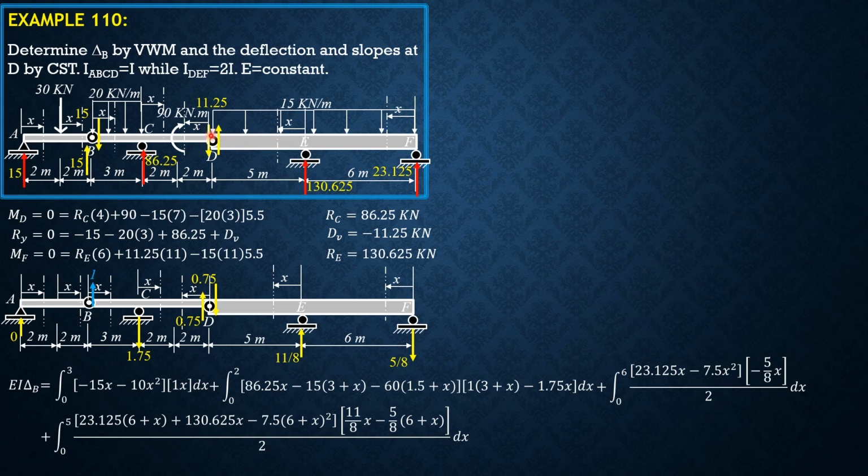Then lastly, for this portion here, take note we haven't yet included this, and the moment of inertia is just I. So we have plus integral 0 to 2 of negative 11.25 times x. Then for virtual forces, positive 0.75 times x.